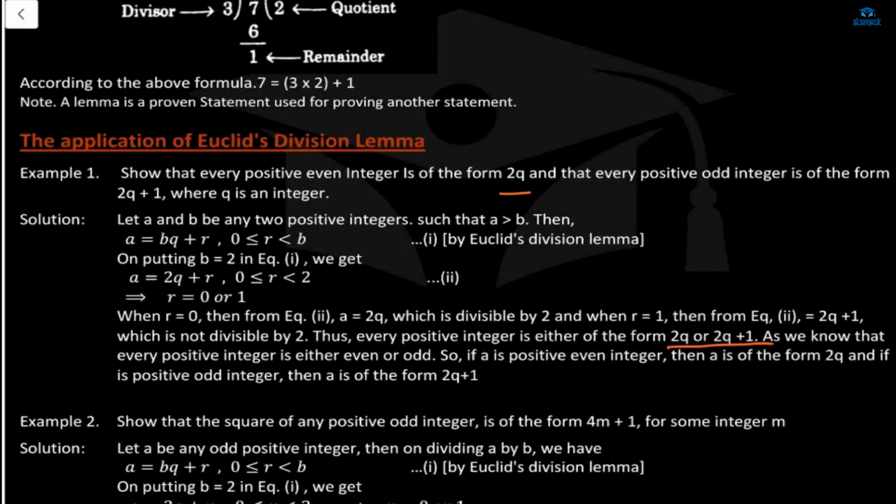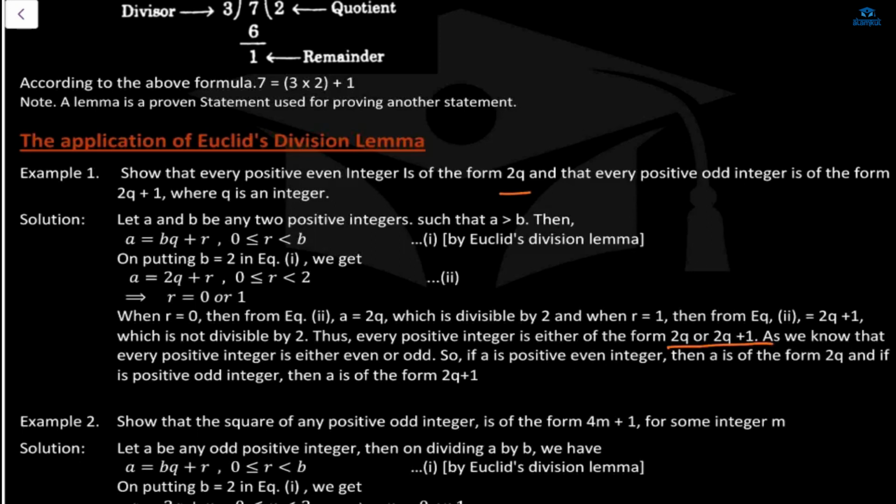Every positive even integer is of the form 2q. In fact, we know you can write 8 as 2 into 4, and you can write 10 as 2 into 5. So every positive even integer is of the form 2q. You have to prove that.